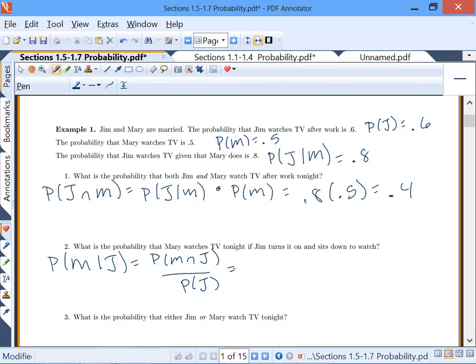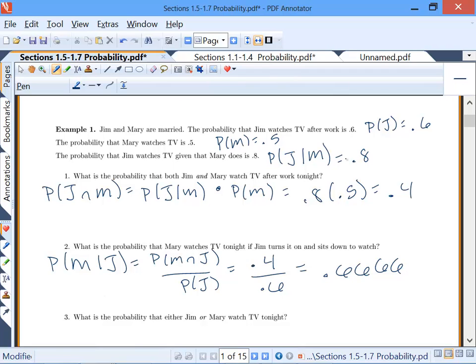Yes, we just solved for it. So it's 0.4, and the probability of Jim is 0.6. So 0.6666.